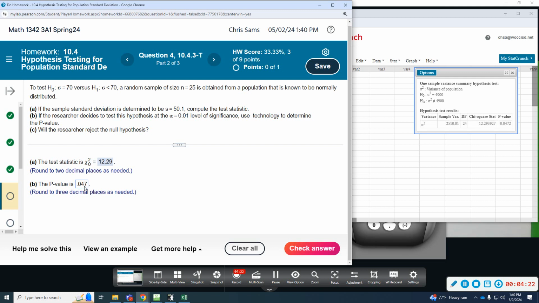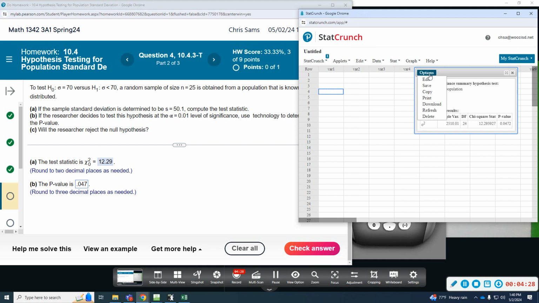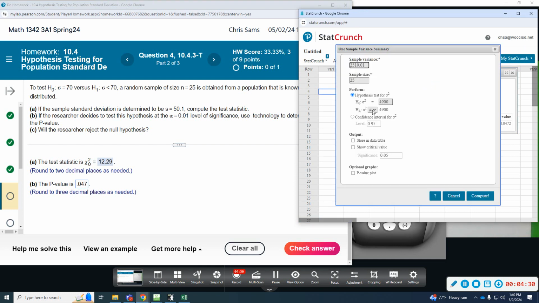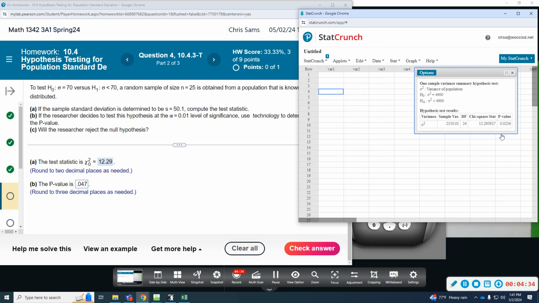It looks good, 0.047. Oh, I put the wrong test. Sorry. Edit. We want less than. That's why I'm not getting the right p-value. There we go. 0.024.